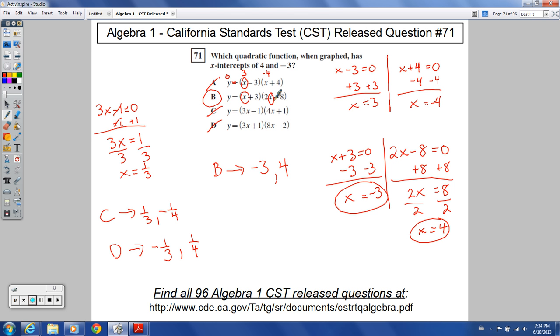Number 71, the one that works out, the one that gives you the correct x-intercepts when it's graphed, would be choice B. Notice I didn't actually graph it though, because I didn't have to. But if you wanted to graph it, it would cross right there at 4 and negative 3. You could make an XY table, something like that, to make an accurate graph. But all that said, number 71, choice B.